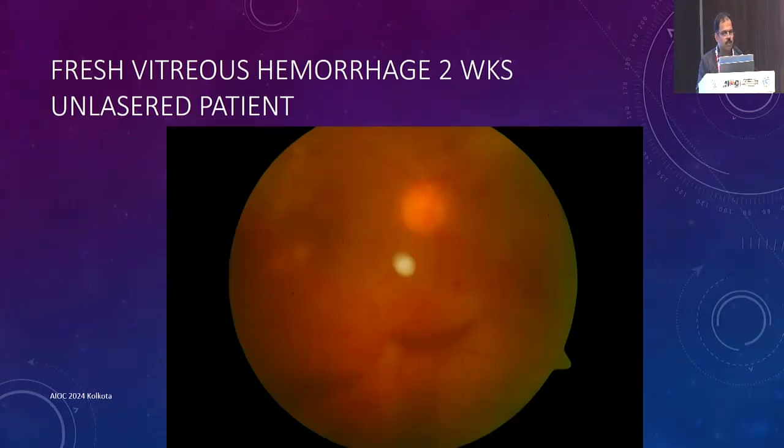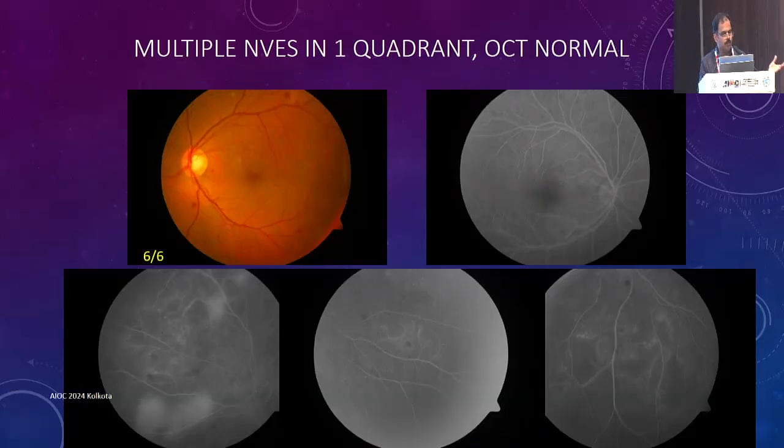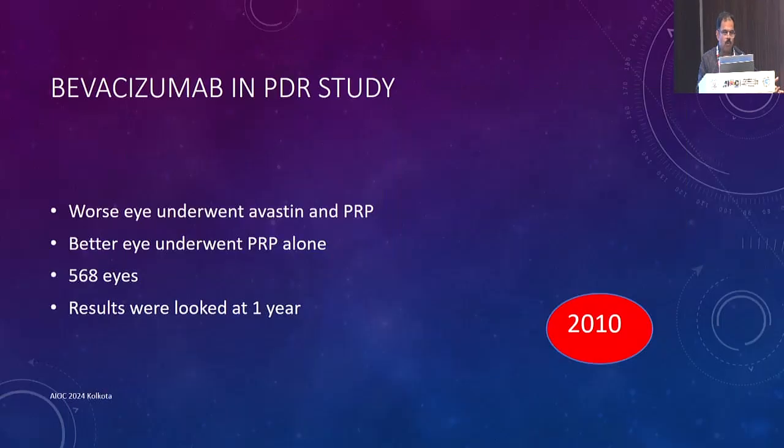Now, fresh vitreous hemorrhage of 2 weeks in an unlasered patient, you can wait for the hemorrhage to absorb, or probably give an injection which can give us some time. So over 3 months, 4 months, you can complete the PRP. Multiple neovascularization in one quadrant, if there is no traction, you could give one injection followed by laser.